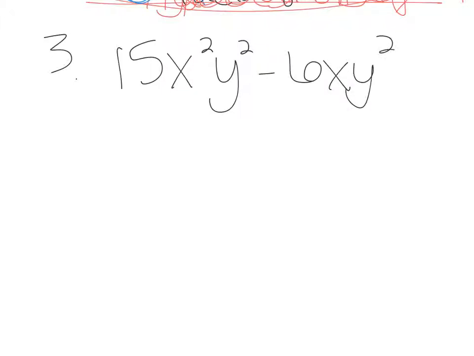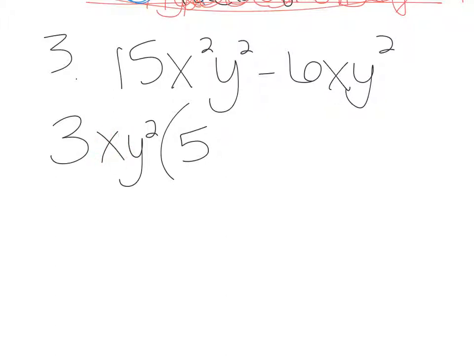Okay, let's look at a couple more. Let's say we have 15x squared y squared minus 6xy squared. Okay, so once again, find the greatest common factor between your numbers, 15 and 6. The greatest common factor between those numbers would be 3. Look at your x's. I have an x squared and an x, so they only have one x in common. And then I have a y squared and a y squared, so they have a y squared in common. Okay, so if I were to redistribute that 3xy squared, 3 times 5 will give me the 15 for my first term.